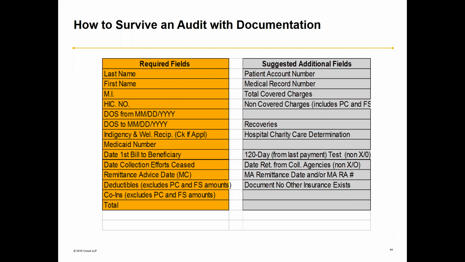So did you wait that 120 days to claim that? Date returned from a collection agency, that actually is obviously very important. The Medicaid remittance advice. So having all that additional information there will help you be able to prove that a bad debt is a bad debt.